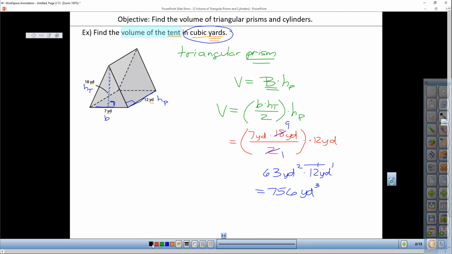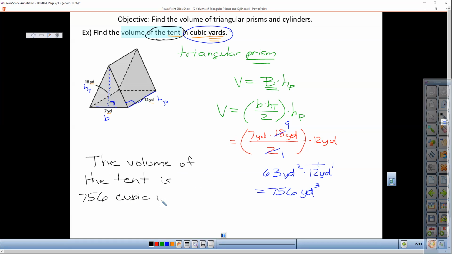So then we want to write our conclusion. Remember, it's the context, so this is representing the volume of a tent in context. So the volume of the tent is, we don't want to use about here because we never had to approximate around anything. So is 756 cubic yards. Now you can go ahead and use the exponent notation for cubic yards that's shown over here. That's fine. Or you can write it out in words. You should be able to do both and understand what each of them means, that they mean the same thing.